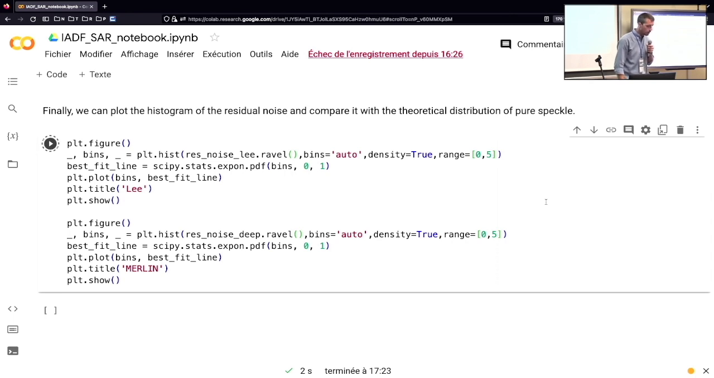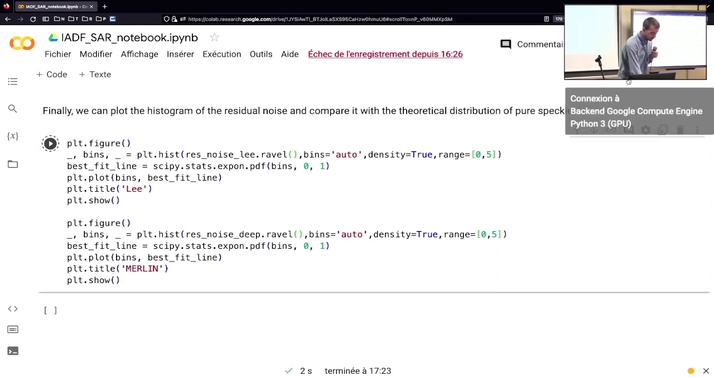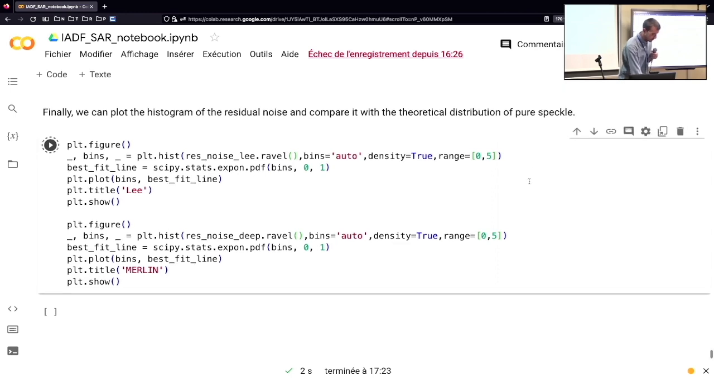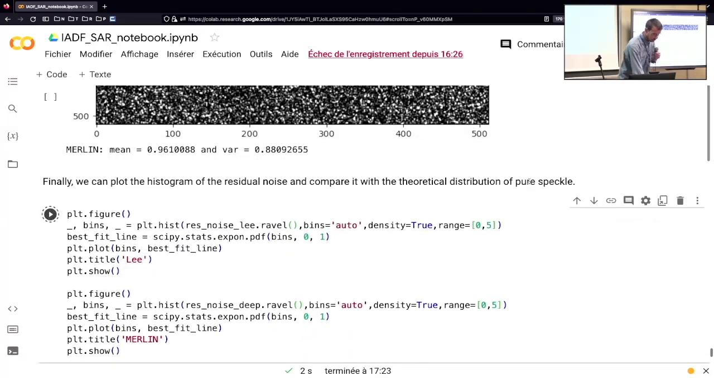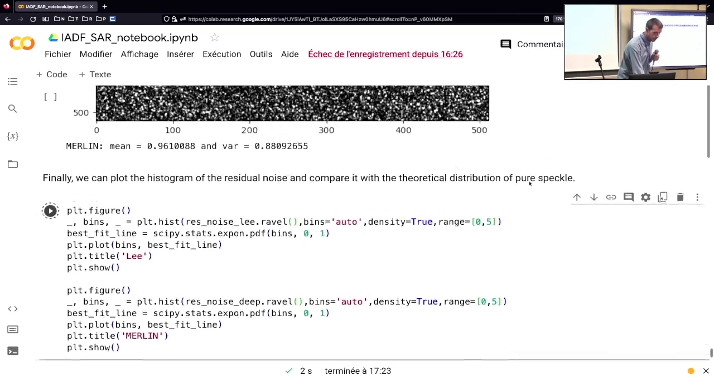That was the final result. What you should see is that the theoretical distribution fits pretty well with the empirical histogram that is computed on the residual noise provided by Merlin, and it is not actually fitting really well the empirical distribution that is provided by the Lee filter. I think I have lost internet connection, so it's not going to compute the last part, but well, it's not that important.